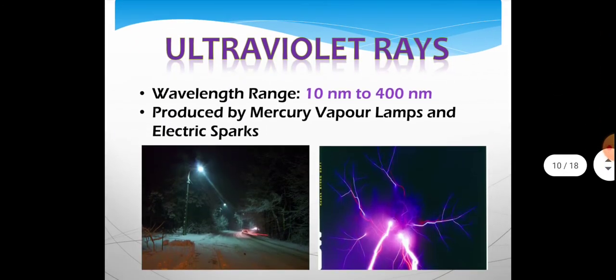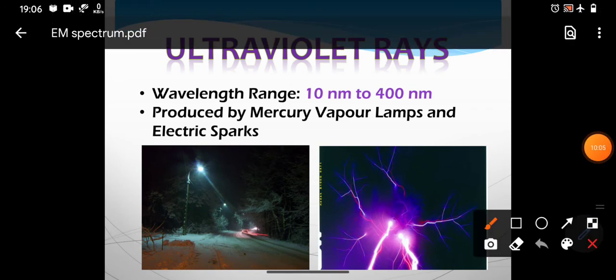Then comes the ultraviolet rays. Ultraviolet rays have the wavelength of 10 nanometer to 400 nanometers, means the right side of the X-rays. How are they produced? They are produced by mercury vapor lamps. Mercury vapor lamps means this kind of street lamps which are there, and also in the electric sparks which are produced at the time of welding and at the time of lightning also, okay.